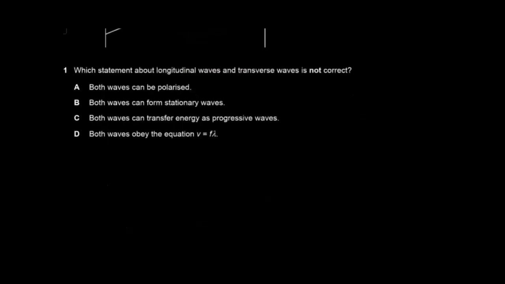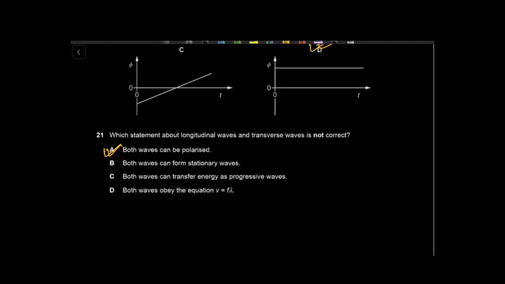Which statement about the longitudinal wave and transverse wave is not correct? So both waves can be polarized. No, it is not correct. Only the transverse wave can be polarized because polarization is the property of transverse waves only. The longitudinal wave is not polarized. So option A is correct.